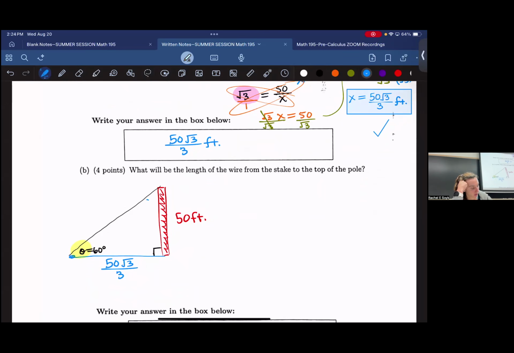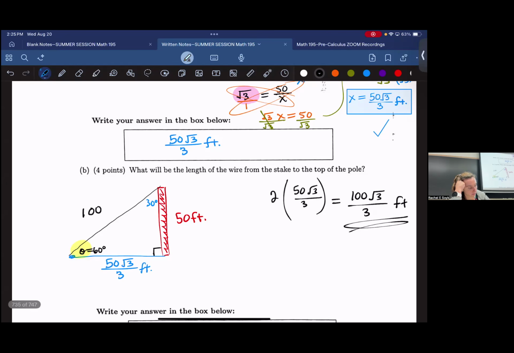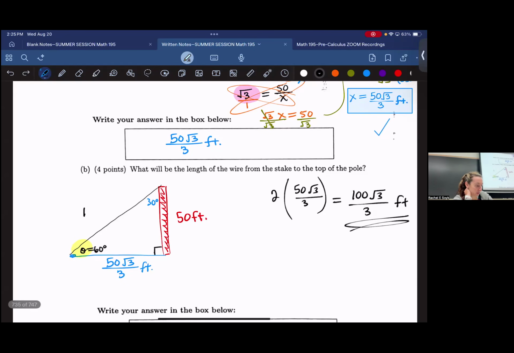So 30 is always opposite the shortest side, and the hypotenuse is always double the shortest side. So 2 times 50 square root of 3 over 3 gives you 100 square root of 3 over 3 feet, which is your hypotenuse. And we're done.